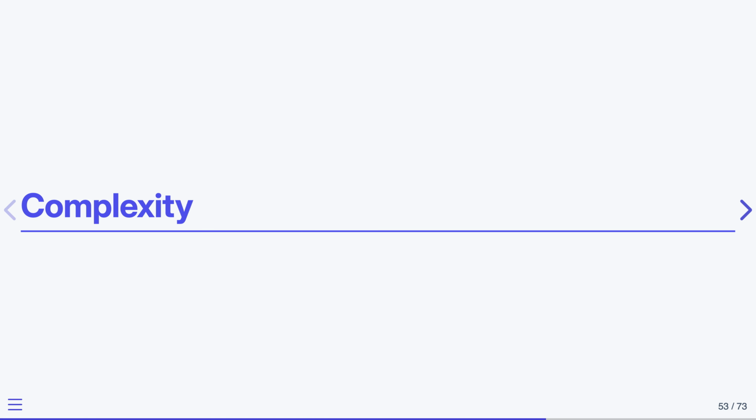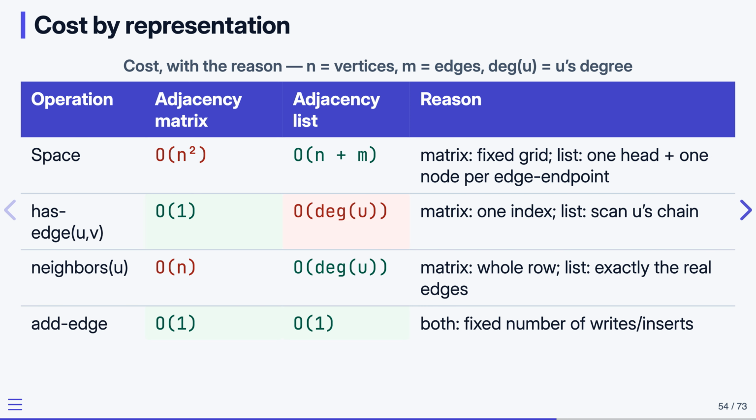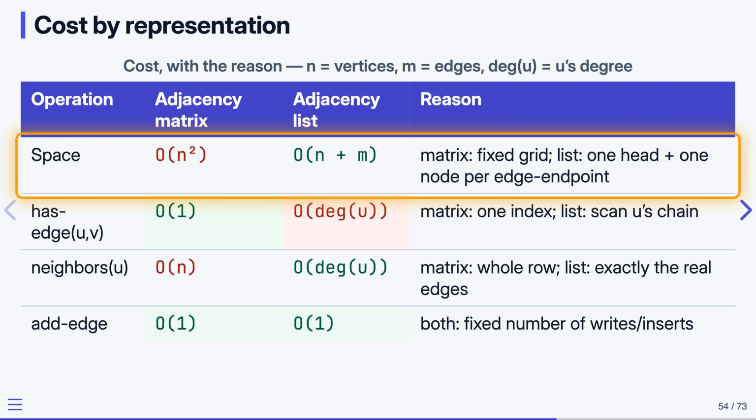Now let's put all the costs together in one table and see how the two representations trade off. This table gathers the costs with the reason for each. Remember, n is the number of vertices, m is the number of edges, and the degree of u is how many edges touch u. Space. The matrix needs big O of n squared, a fixed grid. The list needs big O of n plus m, one head per vertex and one node per edge endpoint.